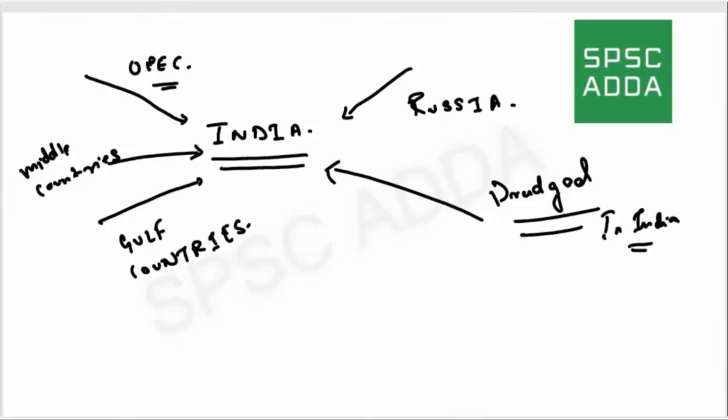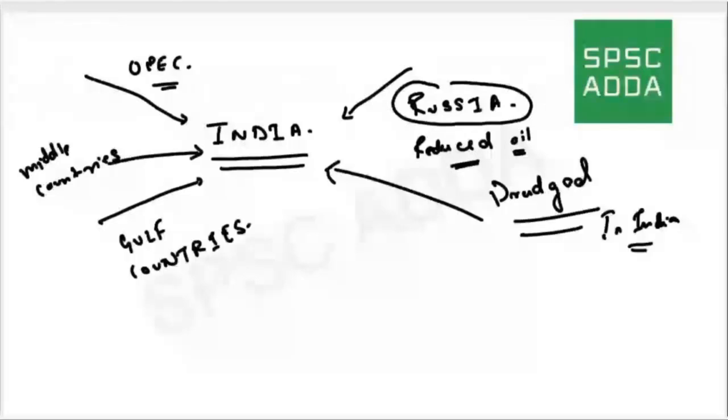Now, for example, Russia has reduced the price of oil they are giving to India. Comparatively to others, India has got oil from Russia at a lesser price. Clear? Sonam, have you understood this scenario? It would be great if you can unmute yourself. Because you have asked a very intelligent question. Like OPEC, the Organization of Petroleum Exporting Countries, we take oil. Middle East countries, we take oil. Yes, we drudge some oil in India.